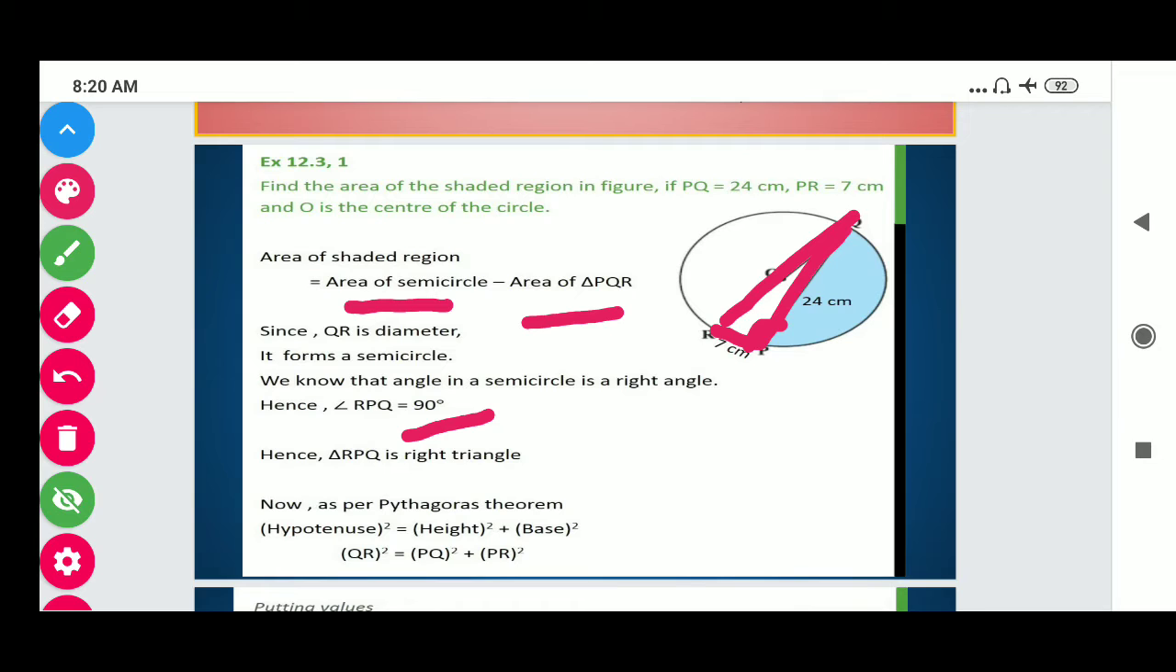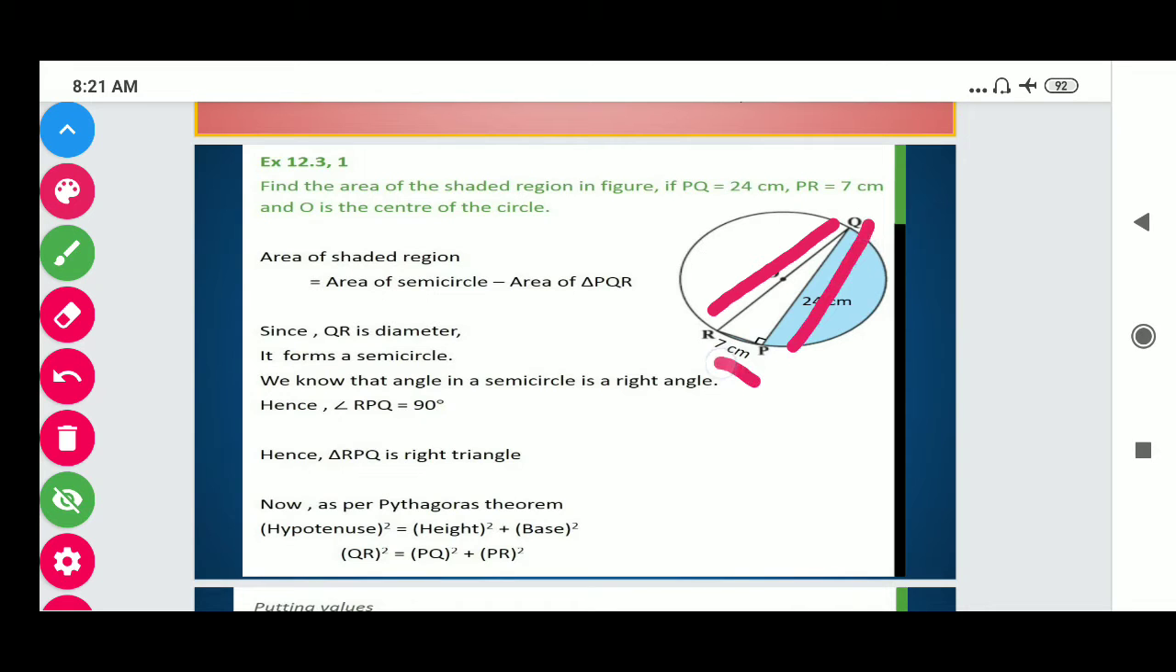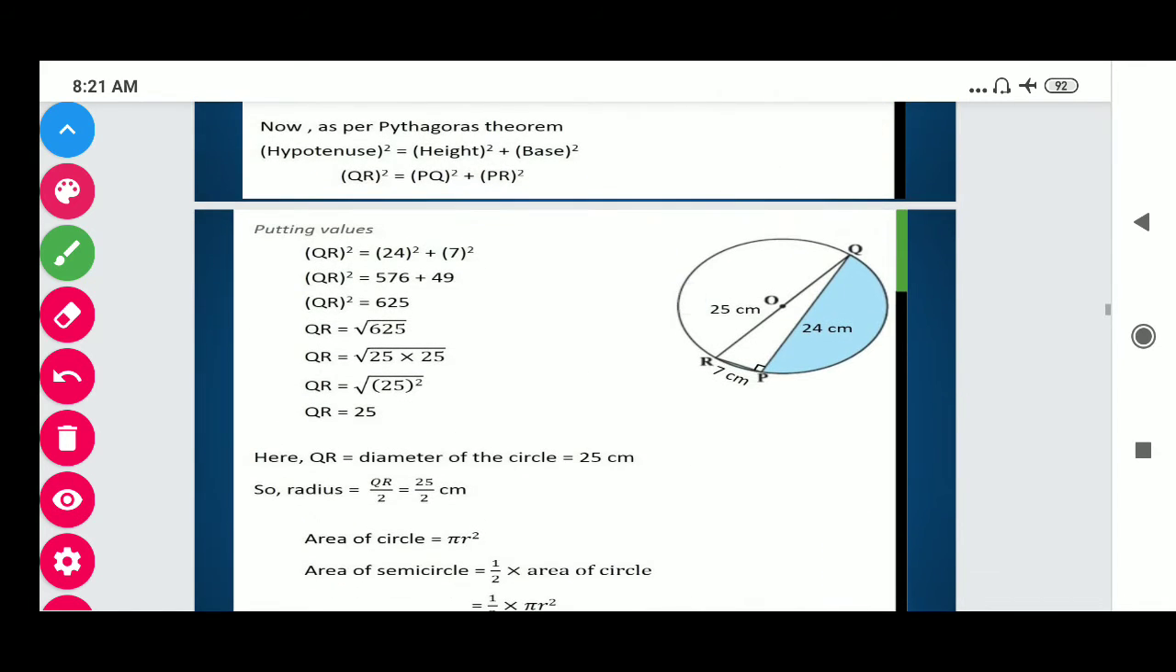So here, by using the Pythagoras theorem, we can find the length of the diameter. Okay, so square of QR is equals to square of PQ plus square of PR. Here QR is the hypotenuse. So students, by using the given values, square of 24 is 576, square of 7 is 49. On adding we get 625. So we get QR is equals to 25. In this way we get the length of diameter.